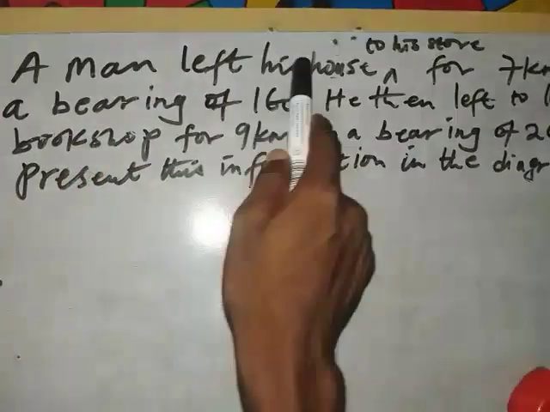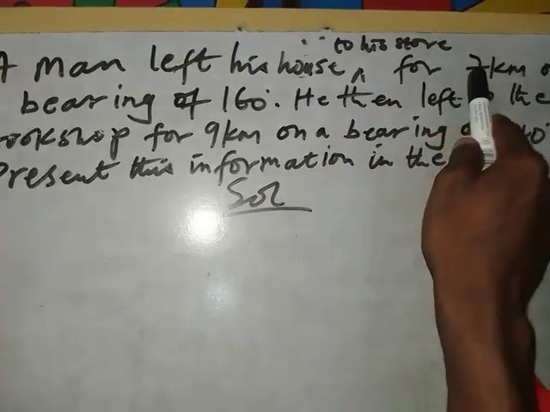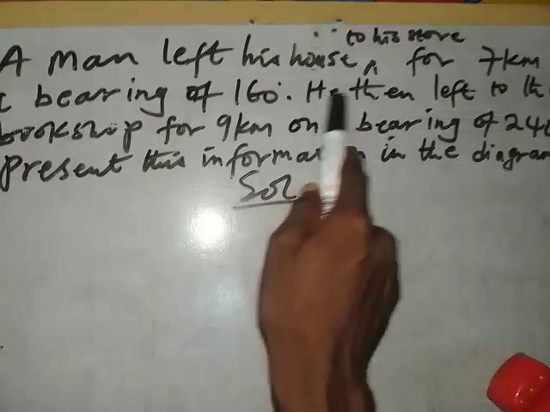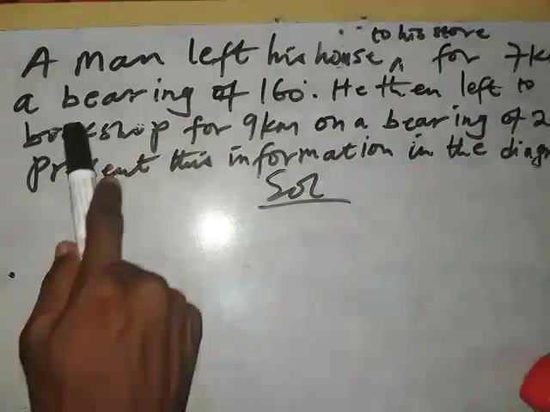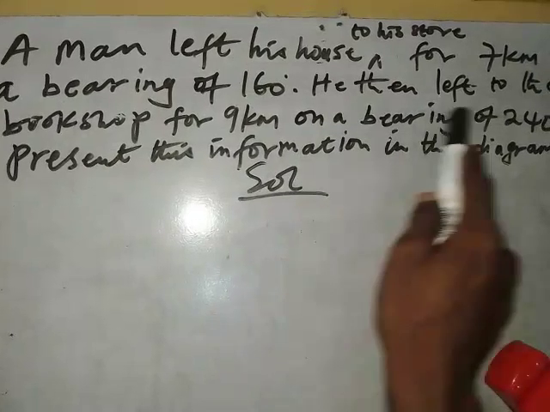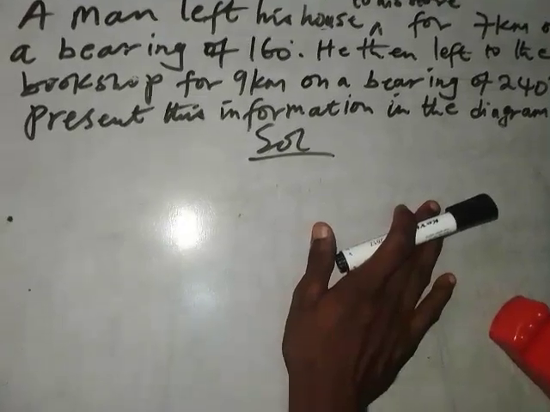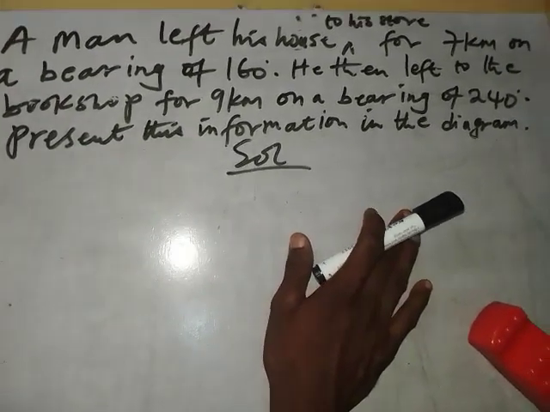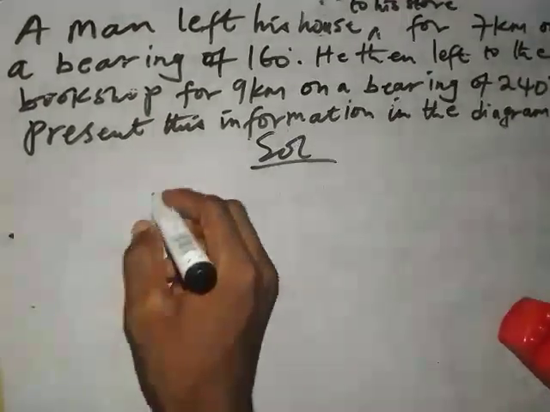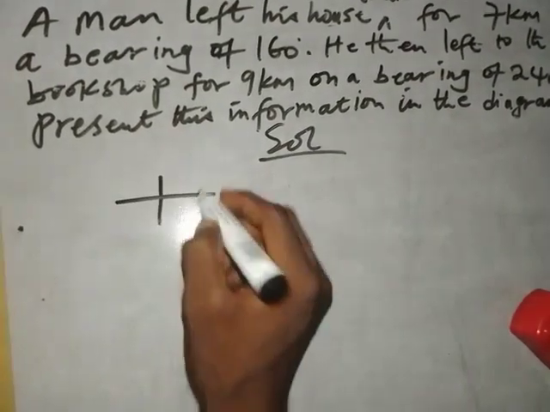A man left his house to his store for 7 kilometers on a bearing of 160 degrees. He then left to the bookshop for 9 kilometers on a bearing of 240 degrees. Present this information in a diagram. Now this is where the cardinal points come in. Now, you can call this your house, because this is the first point. We'll draw something like this.